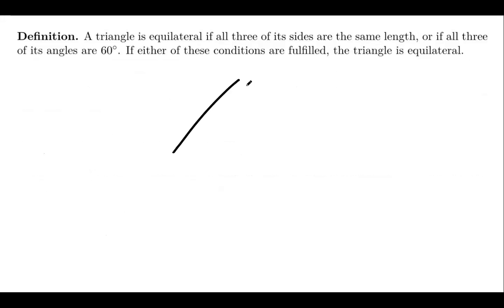And as you can probably guess, a triangle is equilateral if all three sides are the same length, or if all three angles are 60 degrees. And if all these conditions are fulfilled, the triangle will be equilateral.